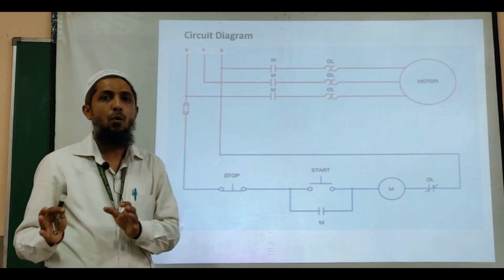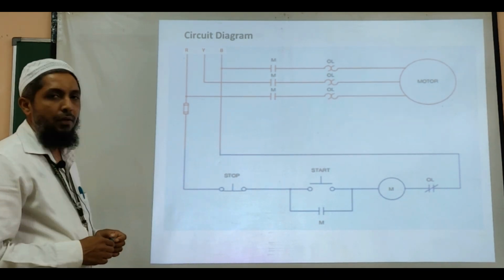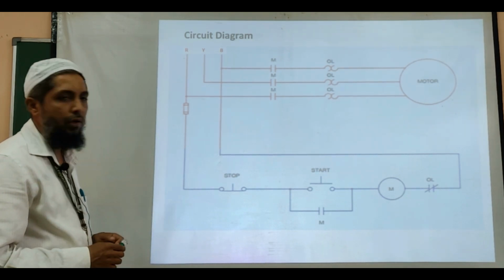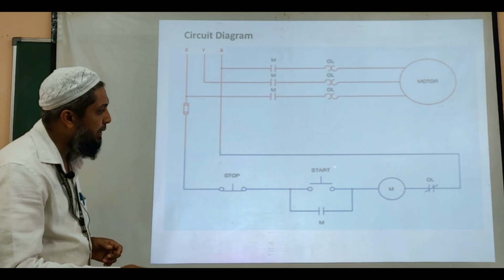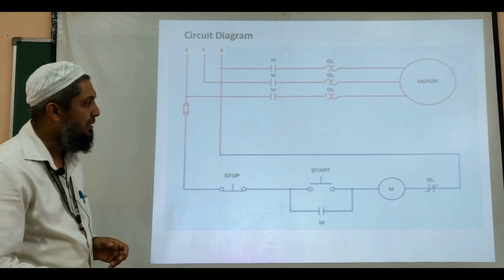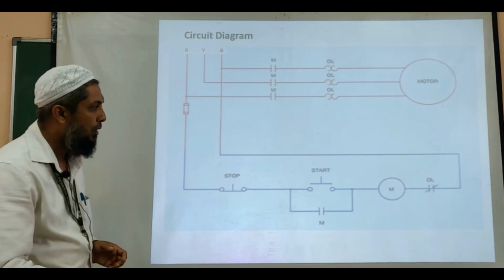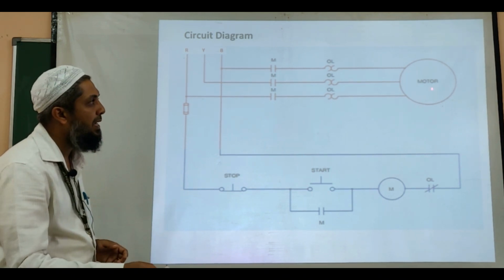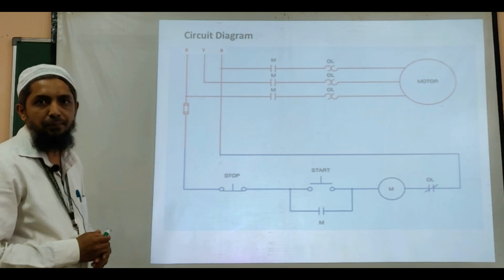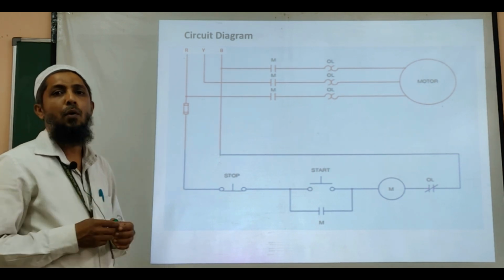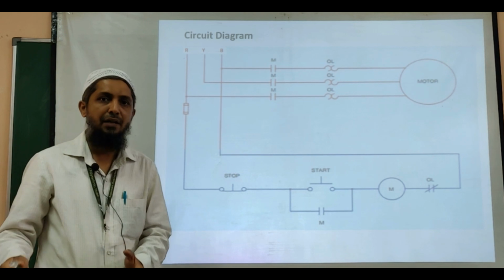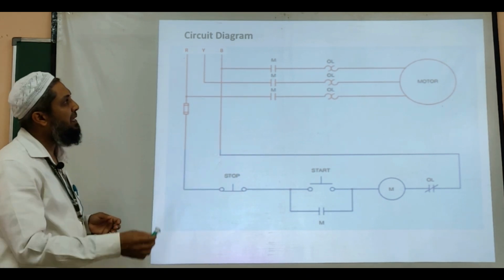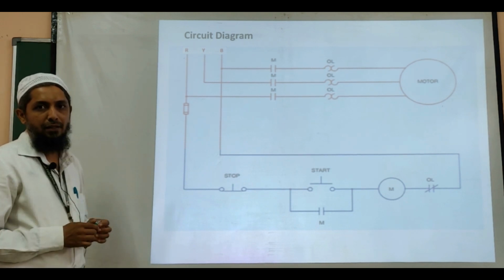Whenever the overhead tank is empty, you need to fill water into it. For that, you push this start button. Once the start button is pushed, the coil is energized, the contactors are closed, and supply continues to the motor, the pump starts, and water starts lifting from the underground tank to the overhead tank. So this is the basic circuit diagram for that pump circuit.